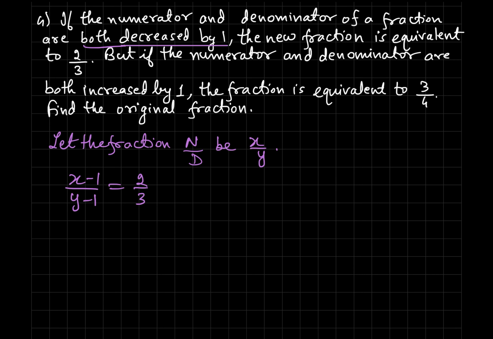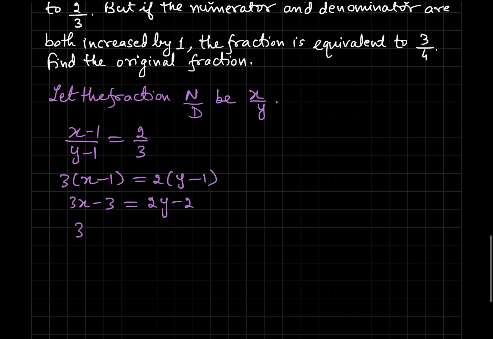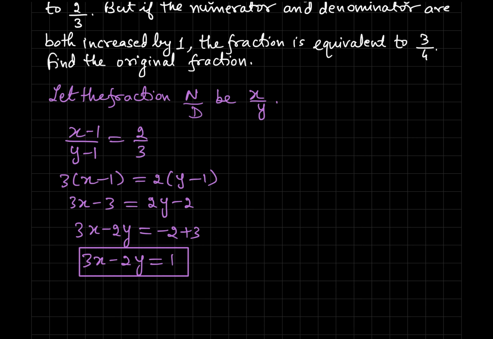We can simplify it by cross multiplying. I can write 3 times x minus 1 is equal to 2 times y minus 1. So this is 3x minus 3 is equal to 2y minus 2. So I can now rearrange the things, and 3x, I can bring 2y here, so it will become negative 2y, and minus 2 plus 3. So my equation is 3x minus 2y equal to 1. So this is my one equation.